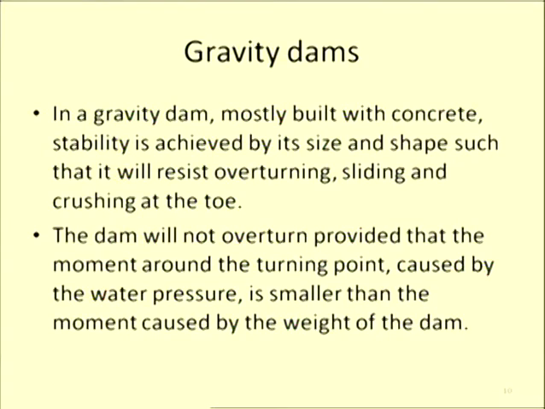The dam will not overturn. This is a problem if we do not design it properly, as it may overturn, tilting towards the downstream side of the channel. If the moment around the turning point caused by the water pressure is smaller than the moment caused by the weight of the dam, the dam will not overturn. It would overturn if the water moment is more than the moment of the weight of the dam. So we need to increase the weight to make it stable.